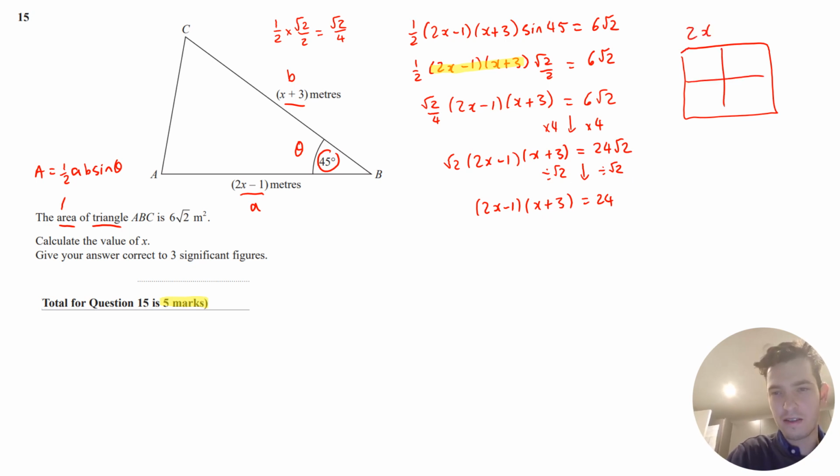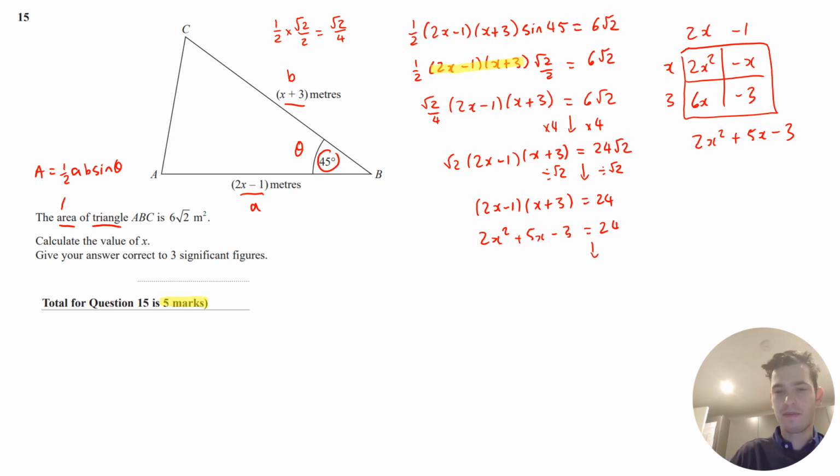So I've got 2x minus 1 times by x plus 3. So let's do that working here. That's going to give me 2x squared plus 5x minus 3. So 2x squared plus 5x minus 3 equals 24. And now, to get 0 on one side, I can minus 24. Minus 24. So I've got 2x squared plus 5x minus 27.